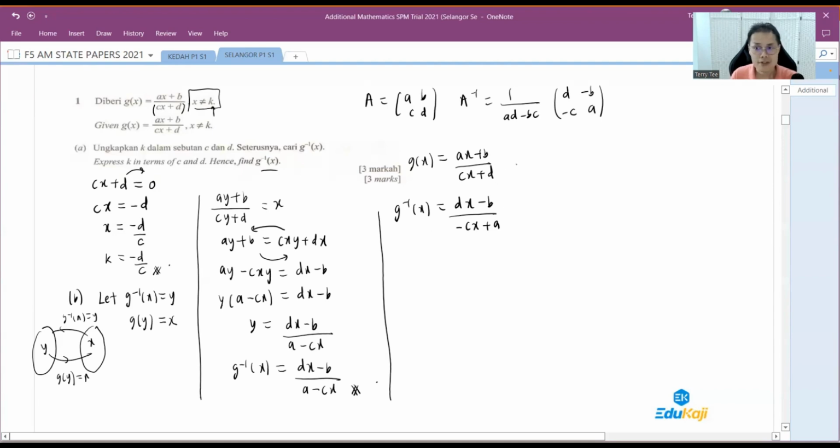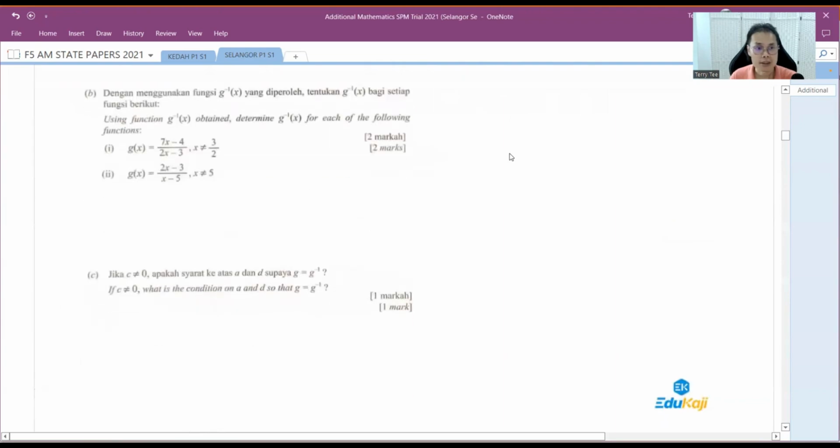So in a way, this is very similar to matrices. You can see when you inverse a function, D and A actually change position, B and C, we add a negative in front. Okay, knowing this, we would be able to do part B. So they say, using the function G inverse obtained, determine G inverse X for each of the following function.